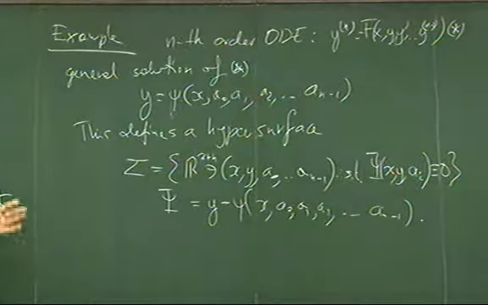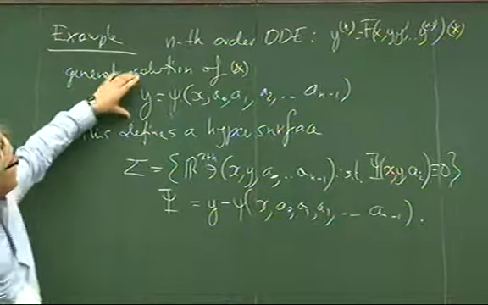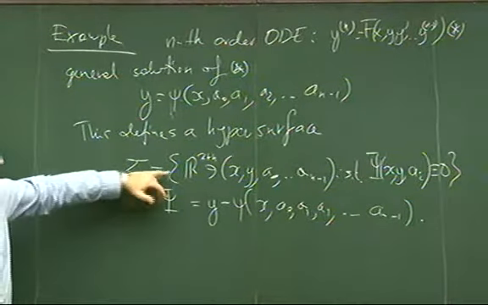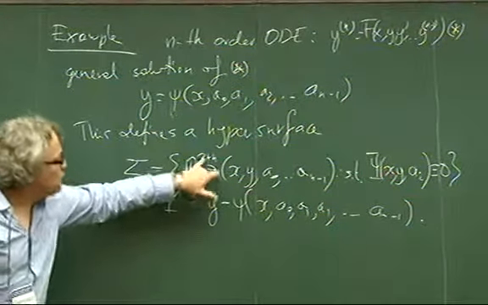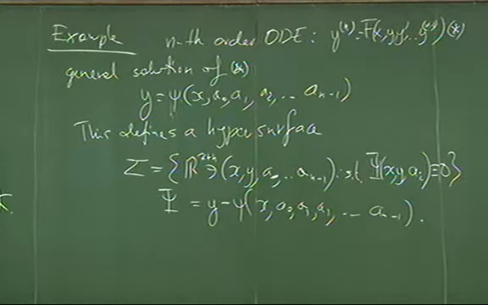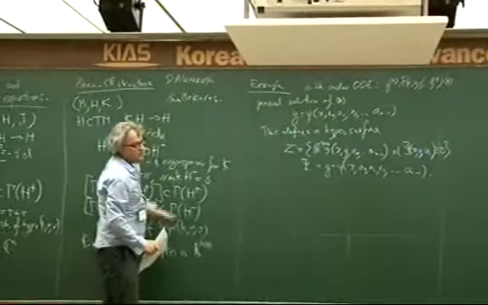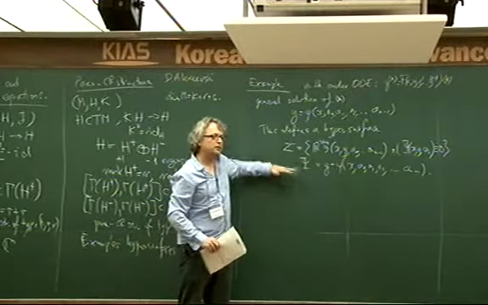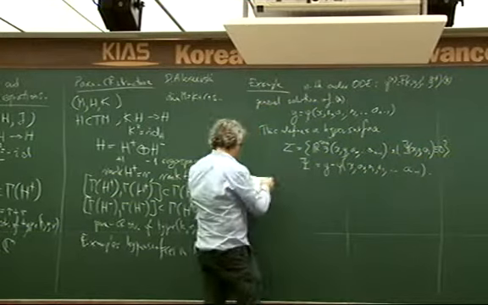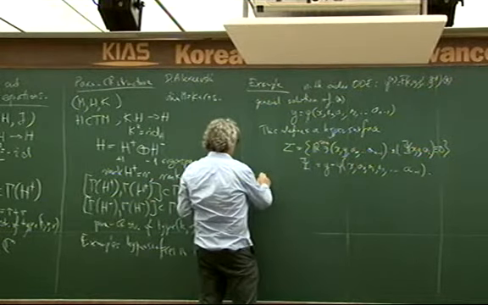So now, given a general solution of a general ODE, I have a hypersurface in this R^(2+n), and this hypersurface naturally acquires a CR structure from the ambient space R^(2+n). So let me show you how to get it.